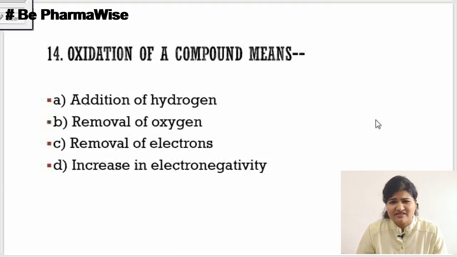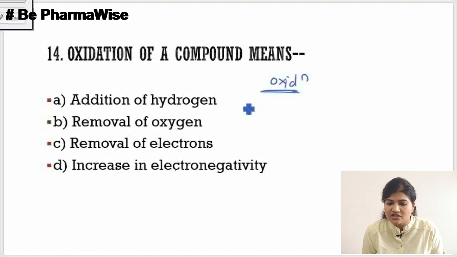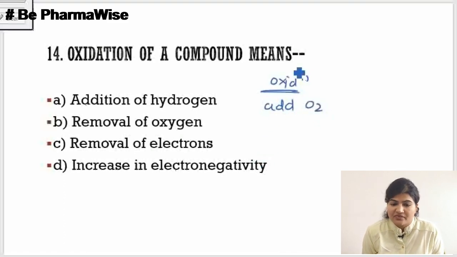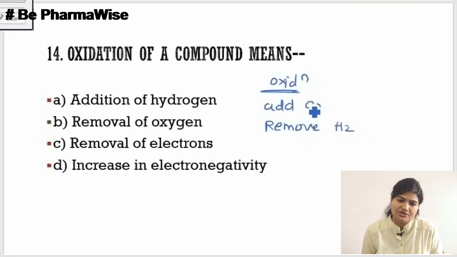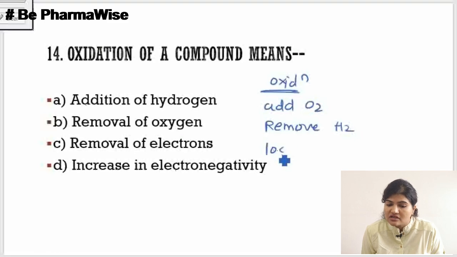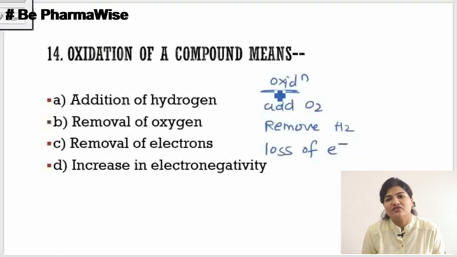Okay, now this is again very simple. Oxidation of a compound means, I hope you know the terms oxidation and reduction, but I'll better give you the definitions. Okay, what is oxidation? If you add oxygen to something, it will be referred to as oxidation. If you remove hydrogen from something, it will be referred to as oxidation. And if you lose electrons from something, it will be referred to as oxidation. So oxidation can be referred to as addition of oxygen, removal of hydrogen, and loss of electrons.